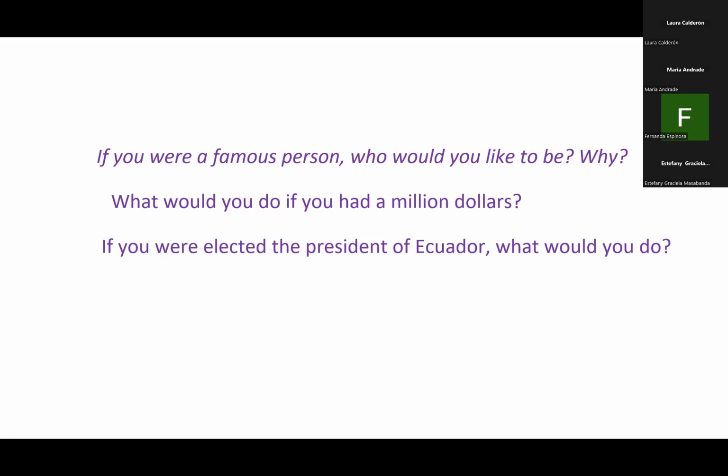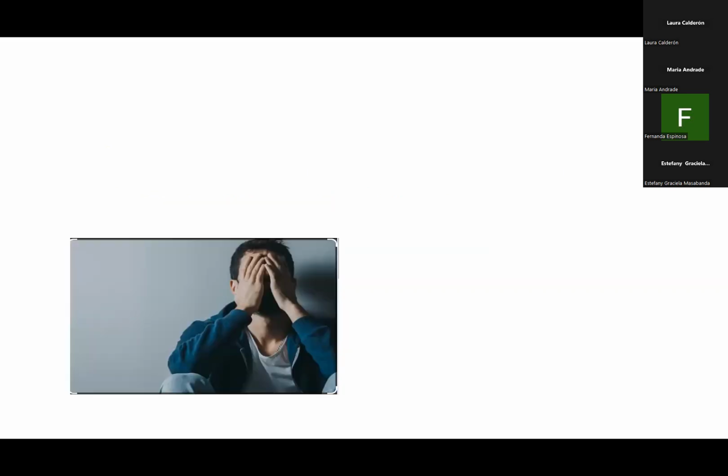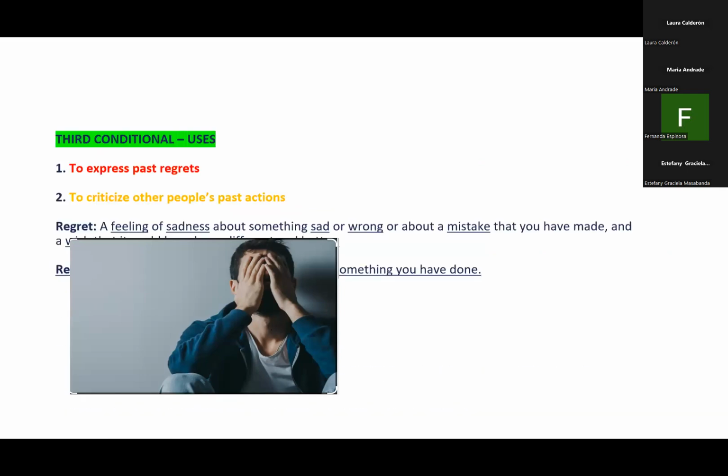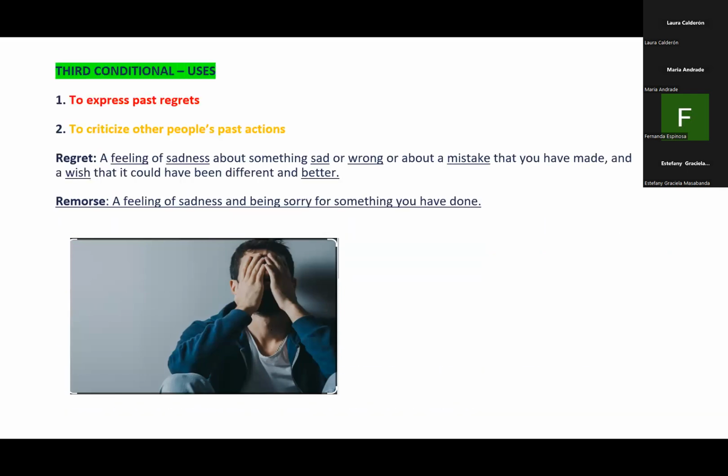So remember, in the if clause, we use the past, and in the main clause, we use one modal, modal could, modal would, modal might, and one verb in the infinitive of the past. So before we start the third conditional, we're going to check the uses. There are two main uses for the third conditional. The first one is to express past regrets. The second one is to criticize other people's actions.